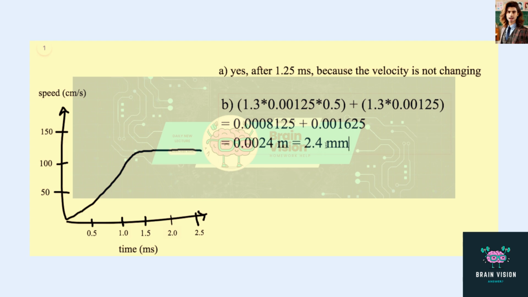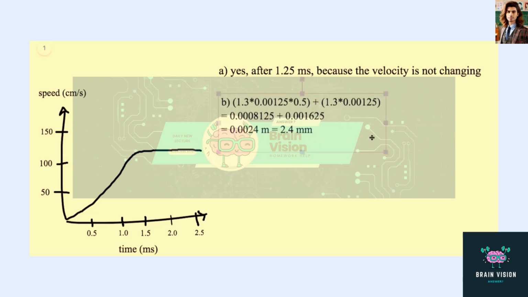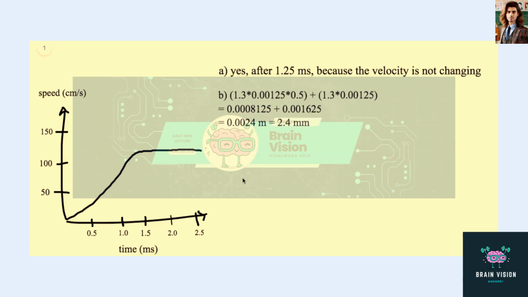Now we want to find the flea's acceleration at various points. So first we want to find its acceleration at 0.5 milliseconds. And at 0.5 milliseconds, well, first of all, we know that acceleration is just change in velocity over change in time.